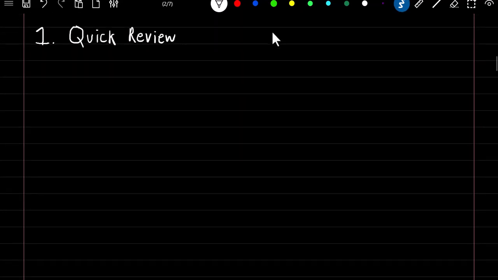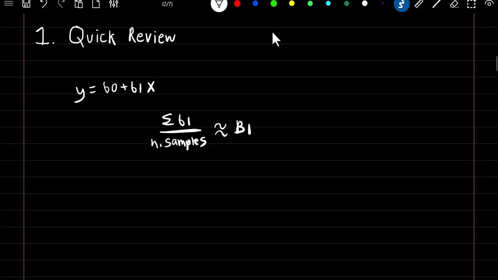Quick review. So we learned last chapter that if we take a bunch of samples of y is equal to beta 0 plus beta 1x, and then we sum up all the parameter estimates, and then we divide by the number of samples, that this number will approach the true population parameter. And in doing so, each of these parameter estimates will ultimately form a normal distribution centered around the true population parameter, in this case beta 1.